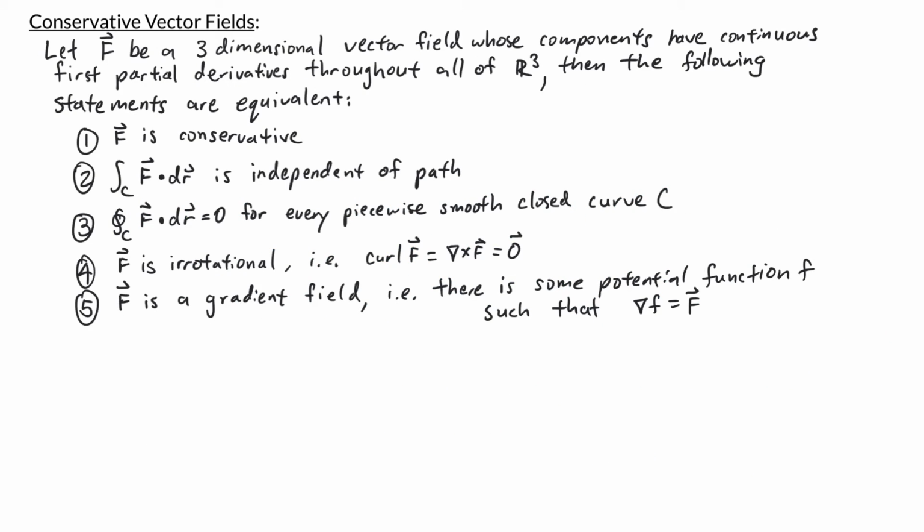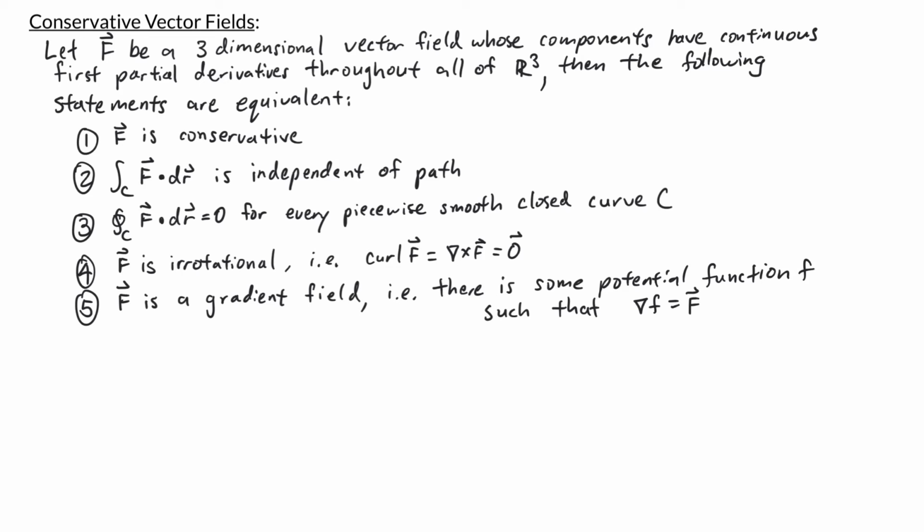So let F be a three-dimensional vector field whose components have continuous first partial derivatives throughout all of R3. Then the following statements are equivalent. First, F is conservative. Second, the line integral of F dot dr is independent of path, meaning that the line integral of F dot dr is the same for any curve that has the same initial point and same terminal point. The third equivalent statement is that the line integral of F dot dr is equal to 0 for any piecewise smooth closed curve C.